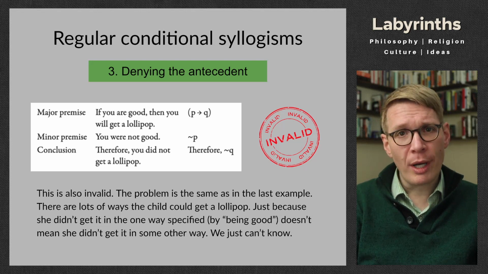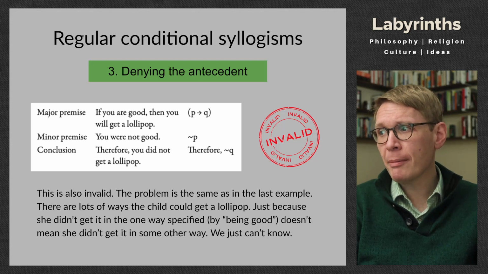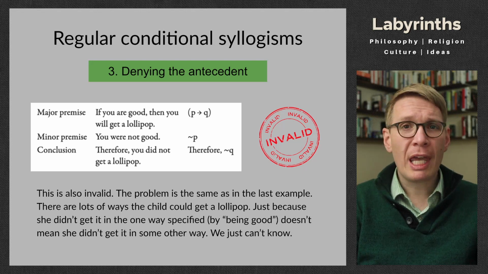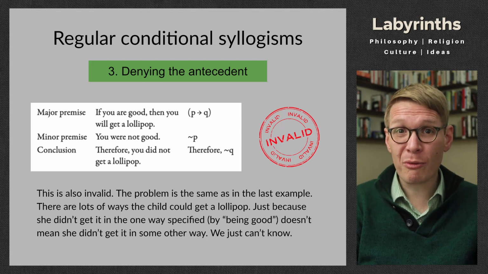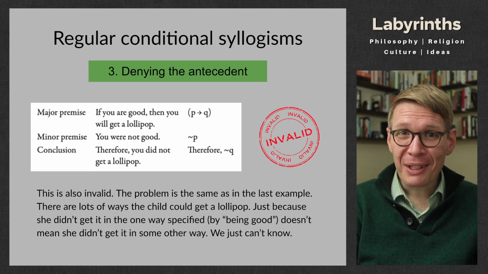There are lots of ways the child could get a lollipop. Just because she didn't get it in one way, specified by being good, right, doesn't mean that she didn't get it in some other way. We just can't know, right? So what we're really talking about here is the possibility of factors that are simply not included in the information we have. This is a way of being appropriately humble in our argumentation.